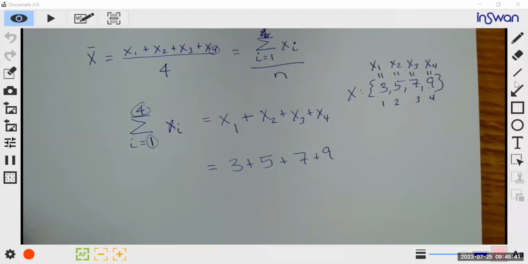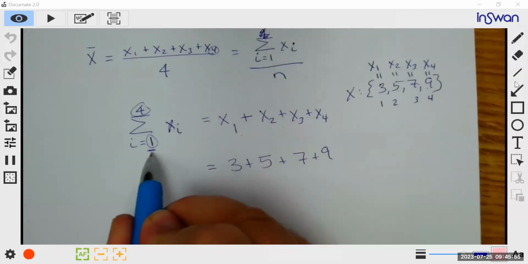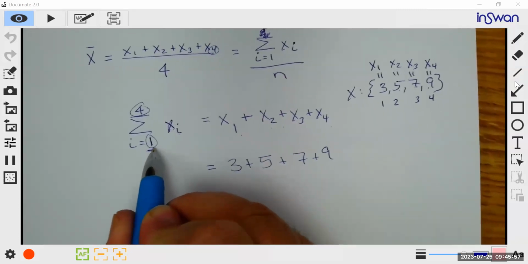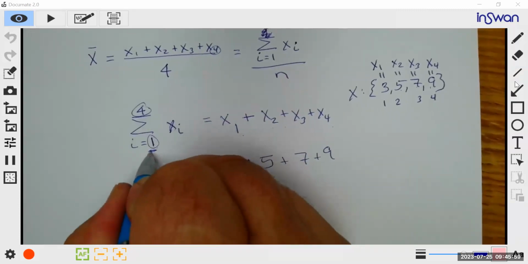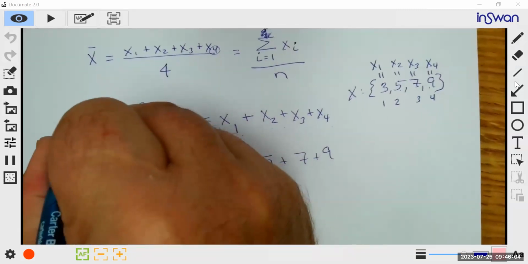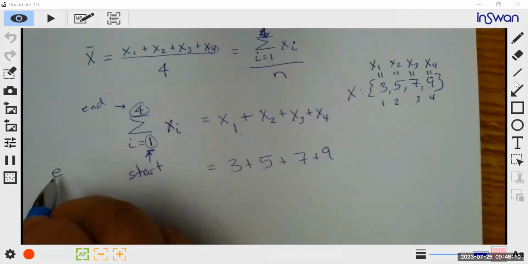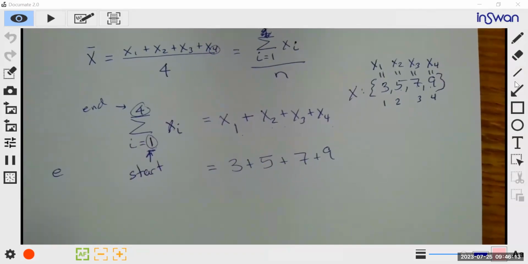Right. Because you don't always have to start at 1. You can start at 0, or you can start at any number you want to. You can choose wherever you want to start. I starts at 1. That's the beginning. Whatever's down here is the first value. This is where you start. And this is where you end.